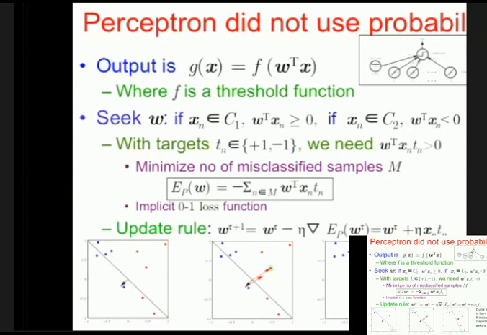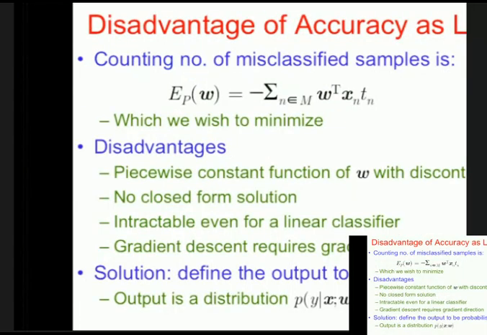This is what the very first machine learning program, called a perceptron, which was invented somewhere in the 1960s, did. And it did not use any idea of probability. It just used the idea of minimizing the number of misclassified samples. So that kind of fell out of the way.